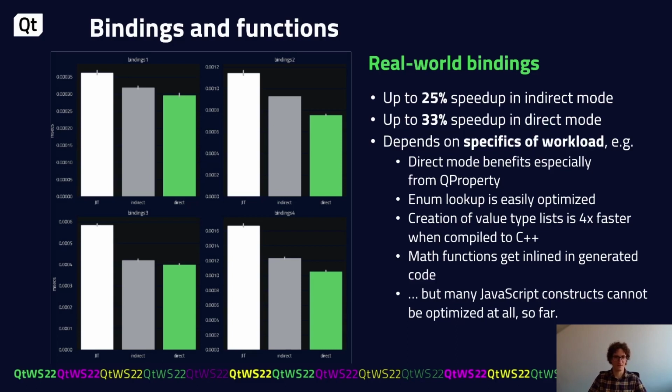Then what we haven't seen here is enum lookup, but enum lookup is easily optimized, and you get much faster evaluation for enum lookups. Then, for example, creation of value types list is much faster, and math functions get inline generated code. However, many JavaScript constructs cannot be optimized at all so far. So there's upsides and downsides. However, if a function cannot be optimized, you still get the bytecode and you still get the old JIT performance. So it's not too bad.